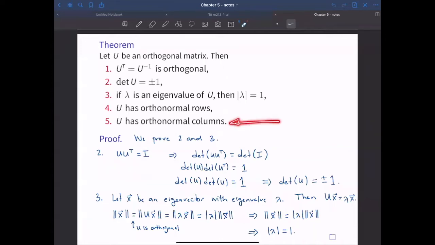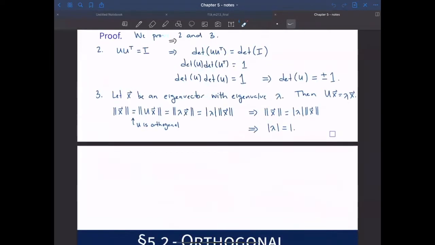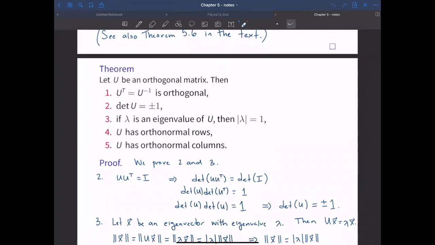U has orthonormal columns. That's also something we know. And then also, if U is orthogonal, then the transpose is also an orthogonal matrix. So when you take the transpose, you're also going to get a matrix with orthonormal columns. I think these were the key facts that we had to keep in mind.